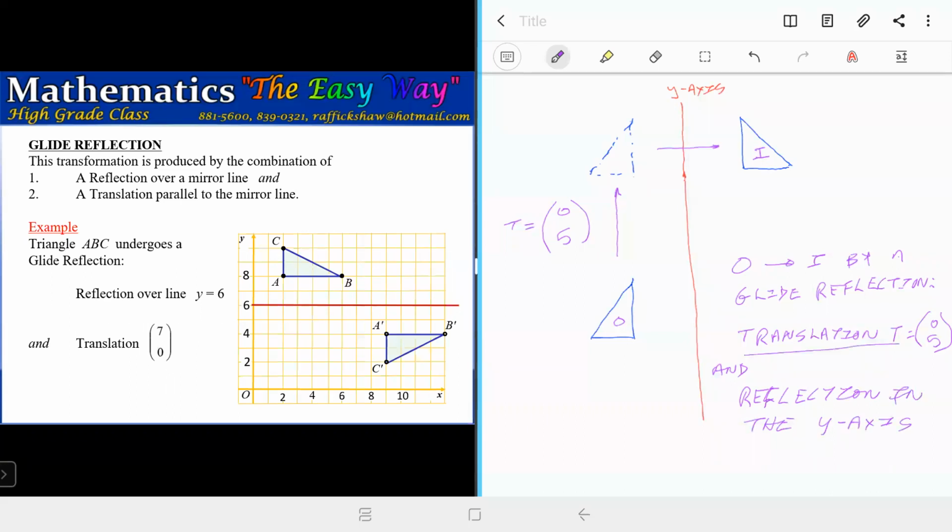I give the translation part and the reflection part. Just always make sure that the translation is parallel to the mirror line. That's what makes it a glide reflection. All right, I could have given the reflection first if I wanted. As you know, if I reflect over here and then do the translation up here, the result is the same. That's my glide reflection right there. Done. All right, so let's move on.